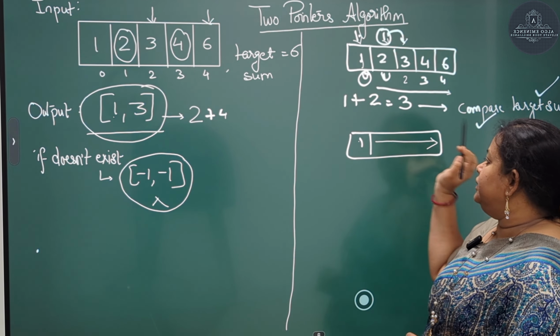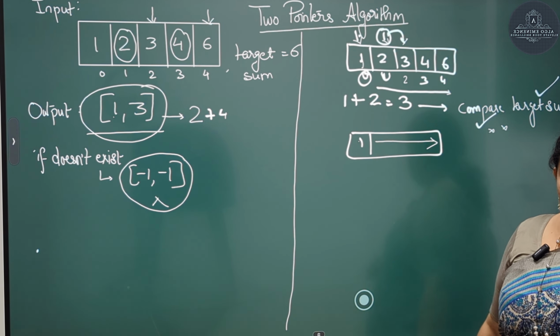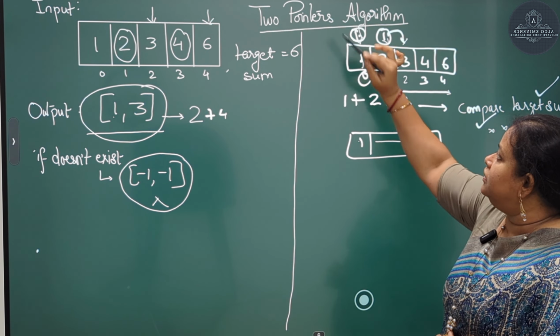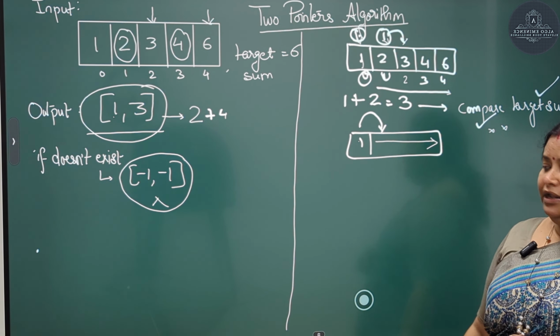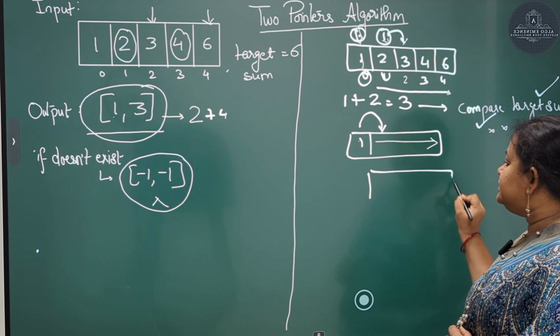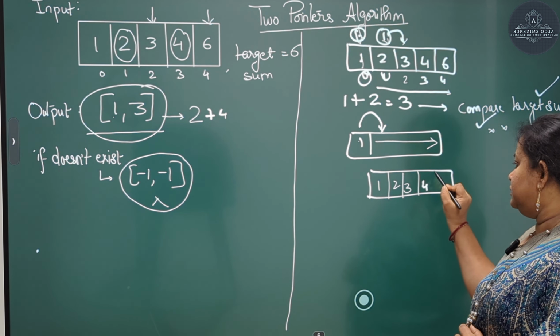Once the first element has been paired with all the remaining elements and you don't find your desired output, the first pointer is incremented, and now we start with our second element. Whatever your second element is, you start with this.